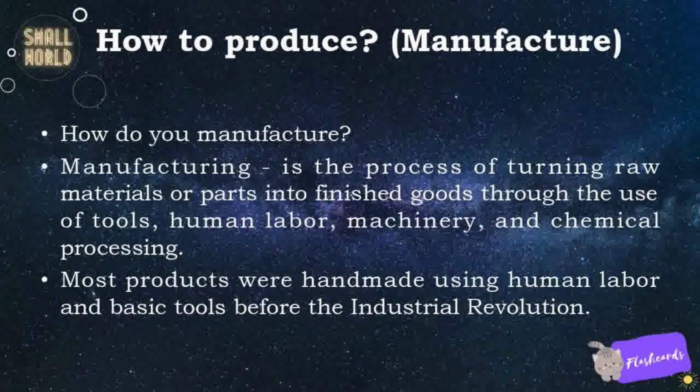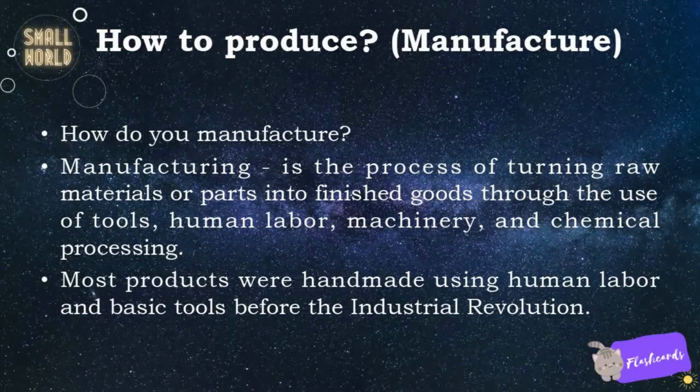How to produce? Manufacture. How do you manufacture? Manufacturing is the process of turning raw materials or parts into finished goods through the use of tools, human labor, machinery, and chemical processing. Most products were handmade using human labor and basic tools before the Industrial Revolution.